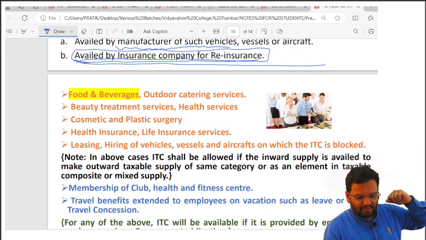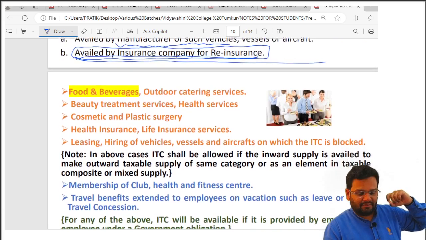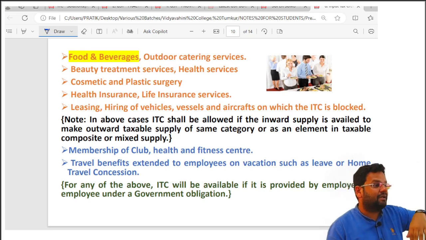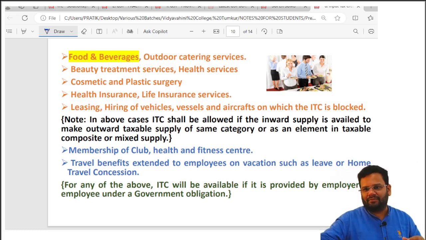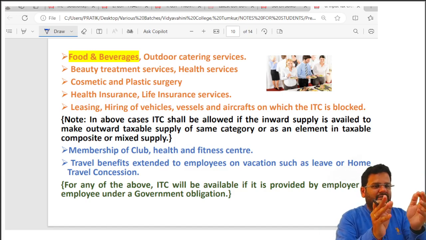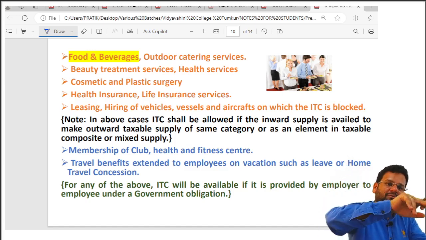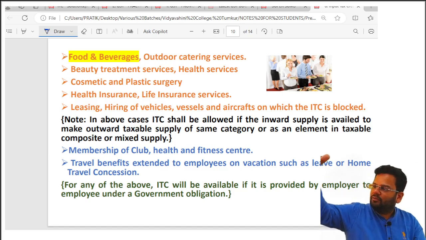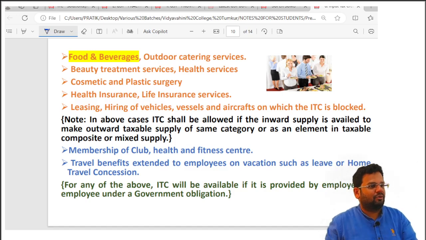Next. Done, examples understood. So this was your clause AB. So actually A, vehicles, AB, sorry, AA, vessels and aircrafts, AB, insurance, repairs, maintenance for vehicles, vessels and aircraft. So here one series of block credits gets completed, that is A, AA and AB.